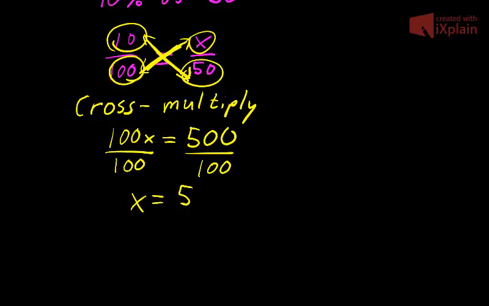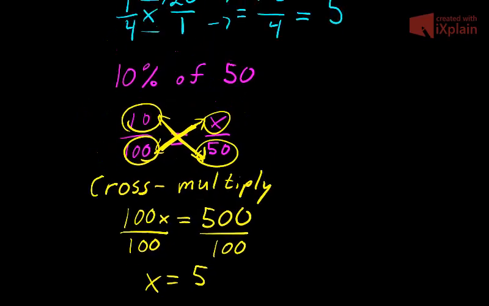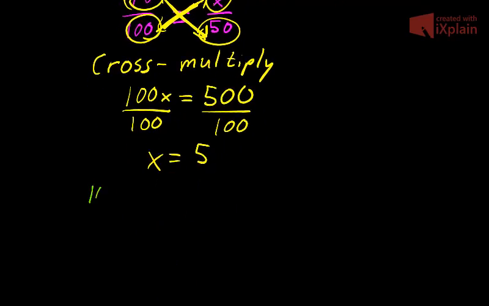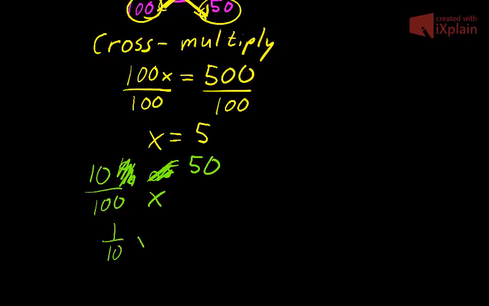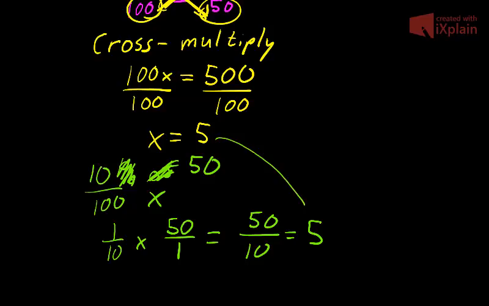Just to make sure this works, let's also do it our old way, where we have 10% of 50. Of means times. Percent means over 100. 10 over 100, we can simplify to 1 over 10. Times 50, which we can write as 50 over 1. So 1 over 10 times 50 over 1. 1 times 50 is 50, 10 times 1 is 10, and 50 divided by 10 is going to give us 5. So these two answers are the same, and that is a good way to make sure that the strategy we were using works.